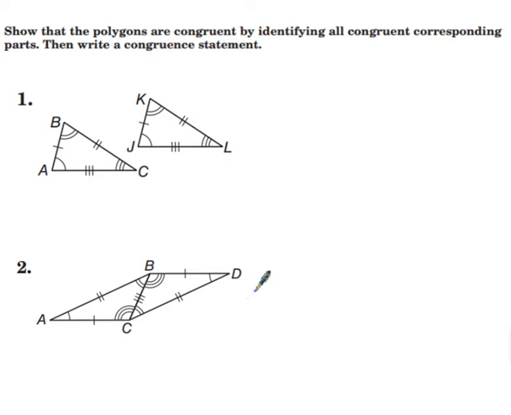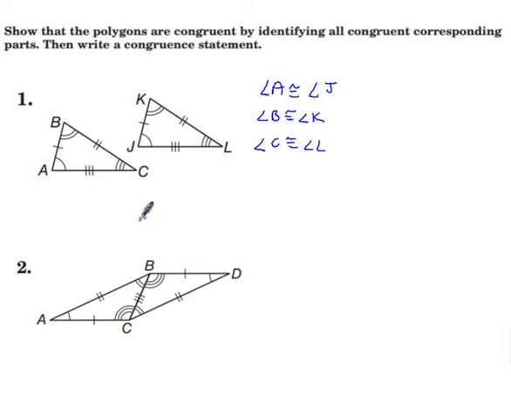Alright, so on this one it says, show that the polygons are congruent by identifying all congruent corresponding parts, and then write a congruent statement. So when we're using triangles, we're going to have three pairs of congruent angles, three pairs of congruent sides, and I will show you how to write a congruent statement. So let's just begin by stating all the angles. So if we look at this triangle, we have that angle A is congruent to angle J, and we can tell that because it has the one arc. Angle B is congruent to angle K, and angle C is congruent to angle L.